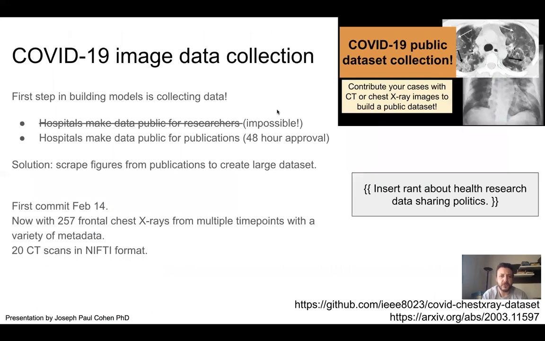Okay, so the first step to building any of these models is collecting data. We can either release a large data set from hospitals, which appears to be impossible, or we can get data in the form of publications, which is a very common thing for hospitals to do. They have figures that have chest x-rays in them with a bunch of clinical information about the patient. So what we can do to build a data set is to scrape figures from these publications and combine them together in a data set we can use.